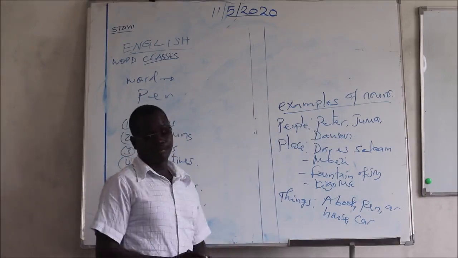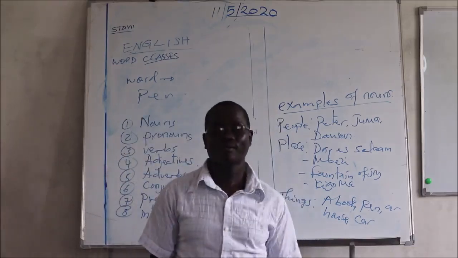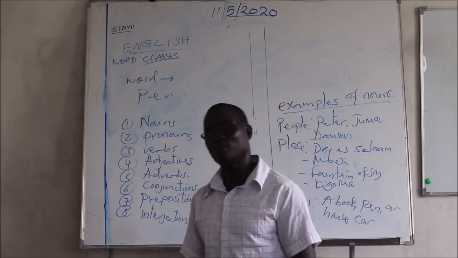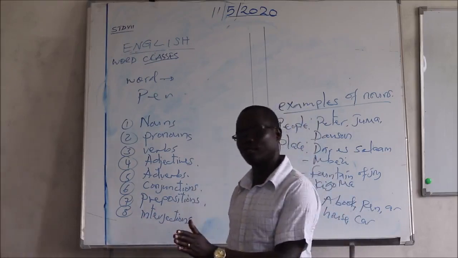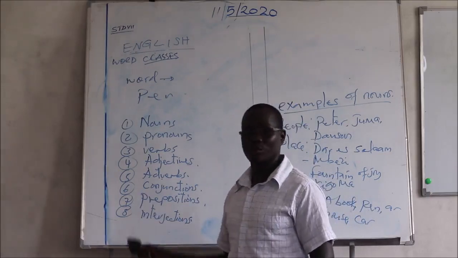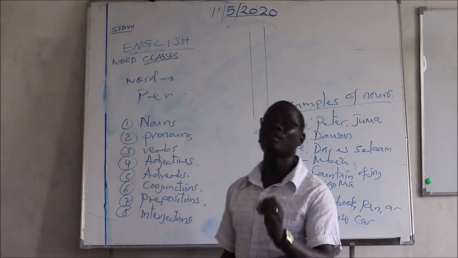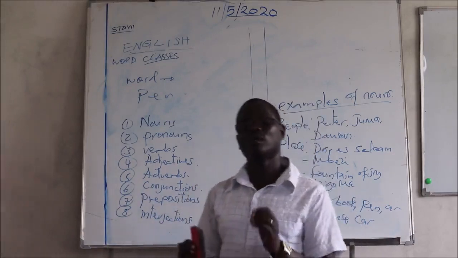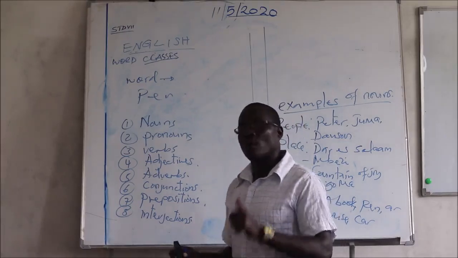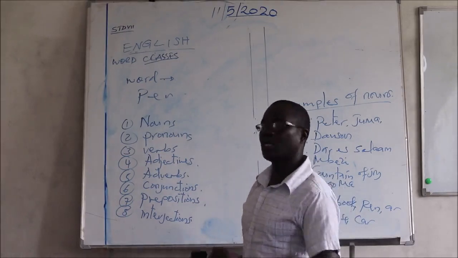Then pronoun. A pronoun is a word which is used on behalf of a noun. Pronoun is made up of two words, pro plus noun. Pro simply means support, and noun, as we said before, means a naming word. Therefore, a pronoun is a word that supports or can be used on behalf of a noun. When somebody does not use a noun, we can simply use a pronoun.